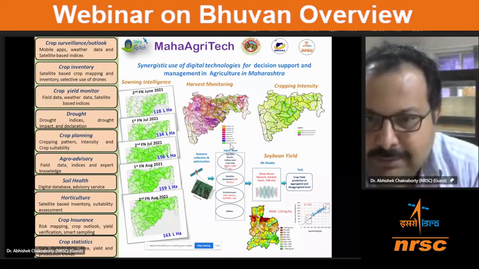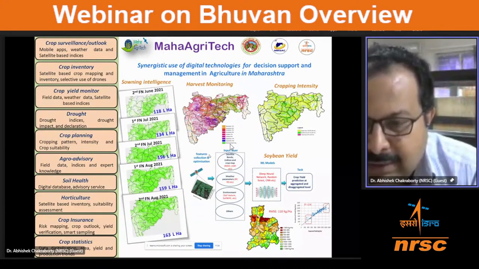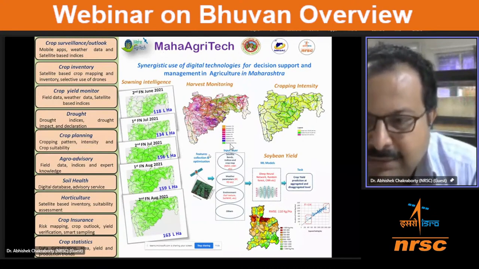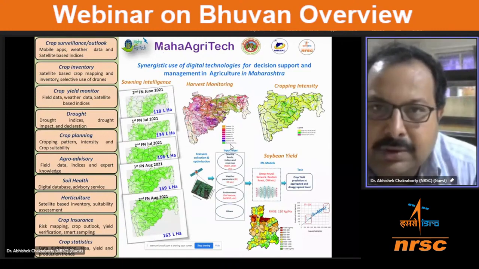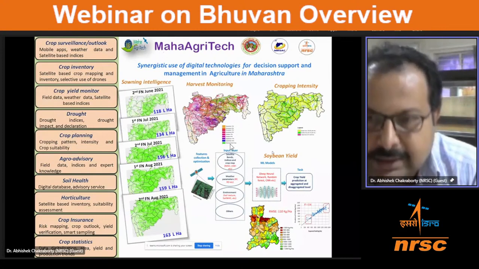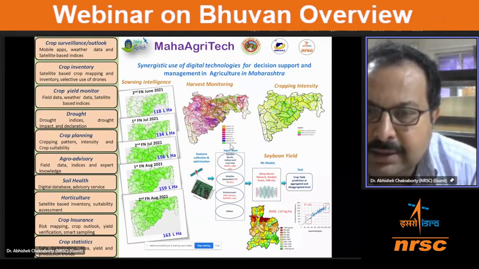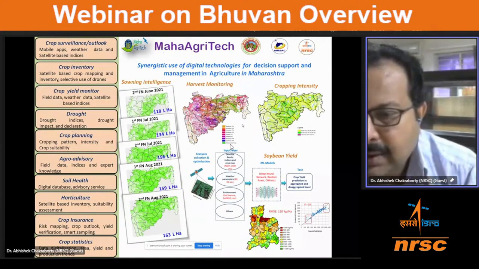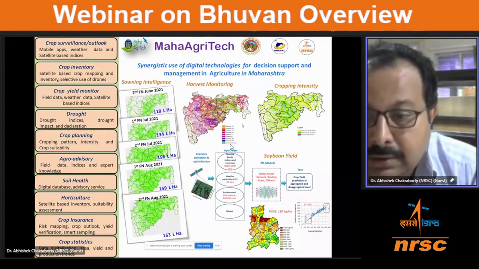All in one platform. So you click anything, every layer is available. You can play with that particular layer, get some kind of information, and it helps in decision making. So this is already hosted by the Maharashtra State Agricultural Department, and they have been implementing it very successfully for the last, I think, 4 years. This is one of the flagship programs which the Government of India is promoting for other states to follow.